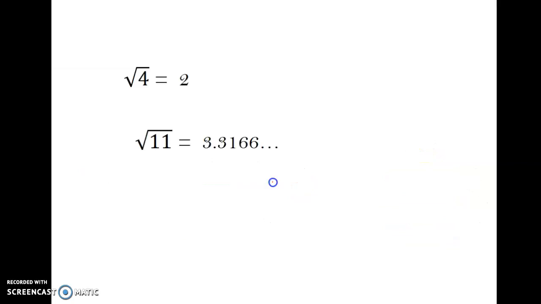So therefore, square root of 4 is 2. It is not equal to plus minus 2, which we always write. That is a mistake, because square root of 4 is the positive square root of 4, and it is only 2.